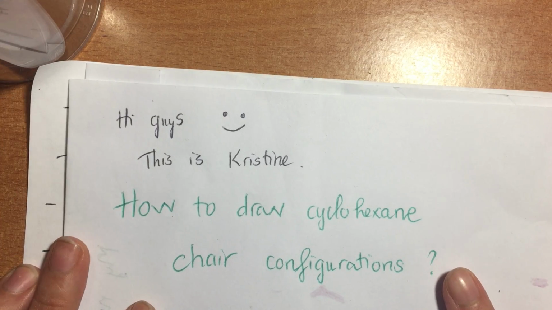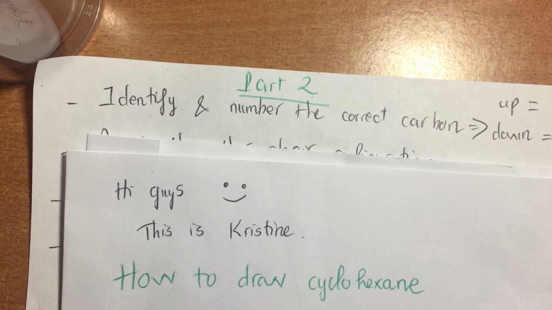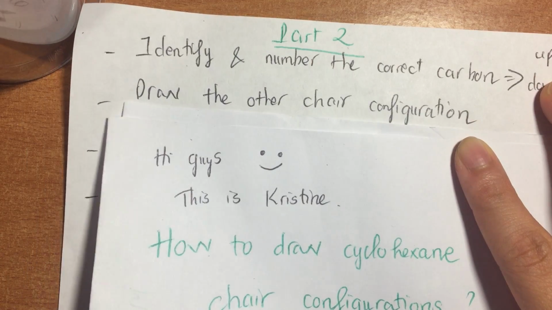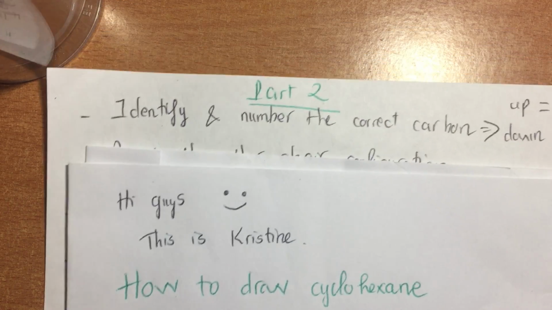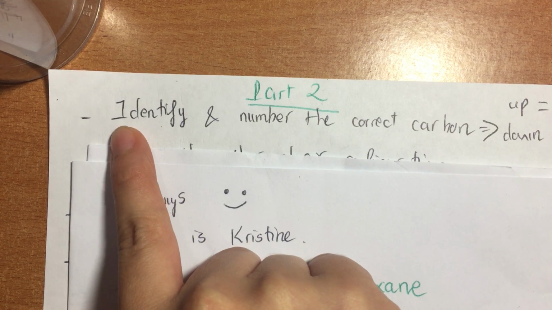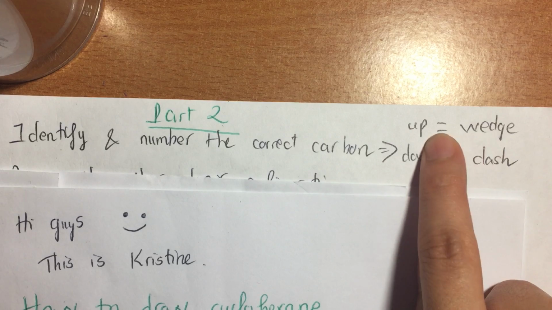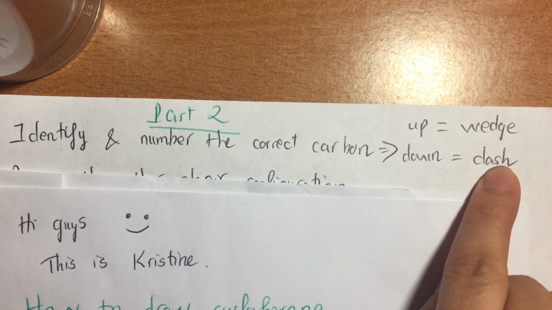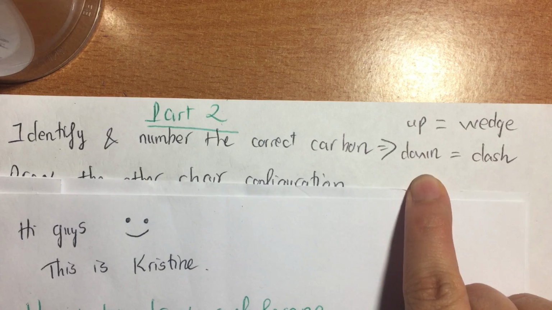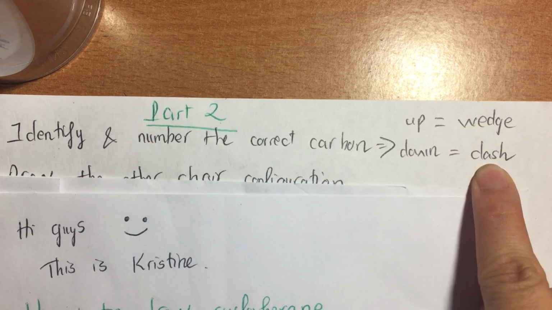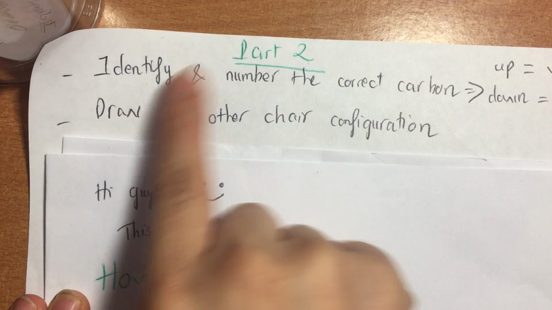So today we will talk about how we should draw the cyclohexane chair configuration, part 2. Most of the problems will give you a cyclohexane and ask you to draw a chair configuration. A trick is that you should identify and number all the carbons. All the wedges will be the up axial line, and all the dashes will be down. It can be axial or equatorial, but one rule is wedge equals up, dash equals down. We have two chair configurations, so we should draw two of them.